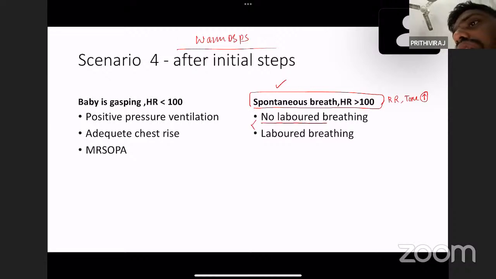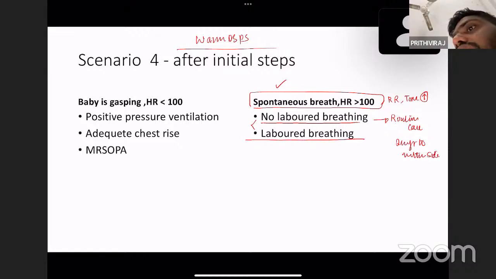If there is no labored breathing, routine care, shift to the mother's side, right? If there is labored breathing, then connect a pulse oximeter and check the saturation. If the saturation falls below the level required for that particular minute, you know, 1 minute, 2 minutes, 3 minutes, 4 minutes, 5 minutes, and 10 minutes. For a normal newborn, saturation of more than 90% will appear only after 10 minutes of life, not before that. At 5 minutes of life, a normal newborn's saturation is just 80 to 85%.